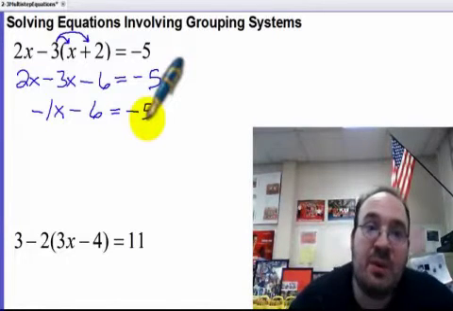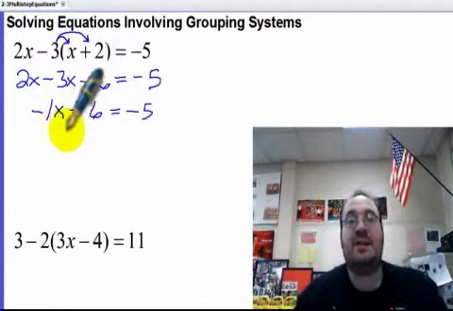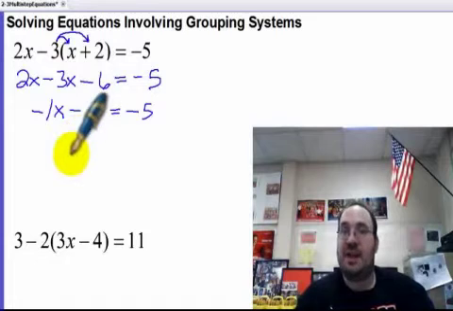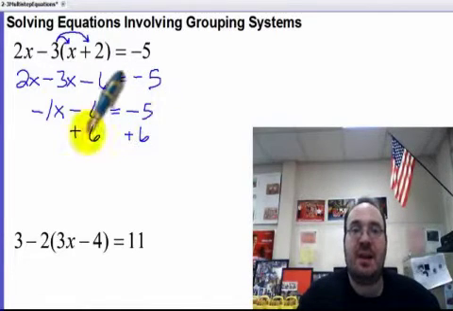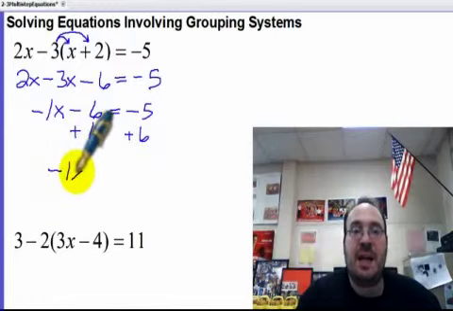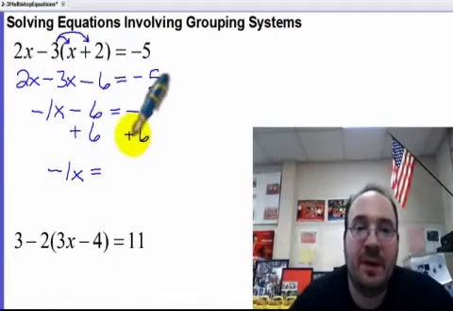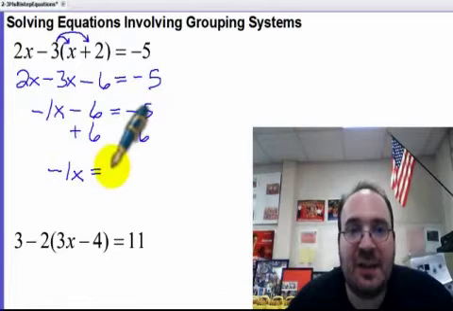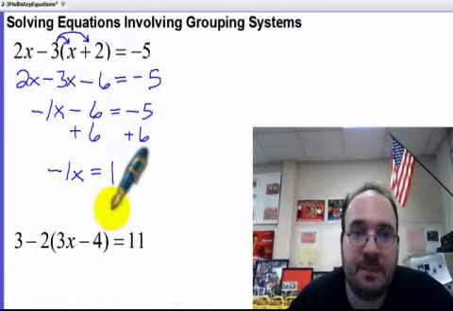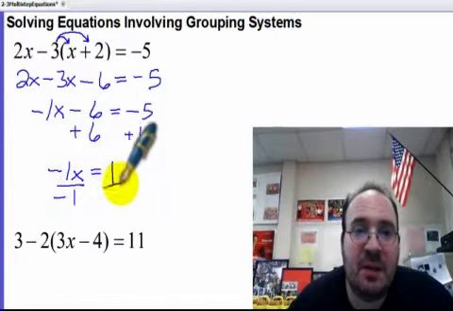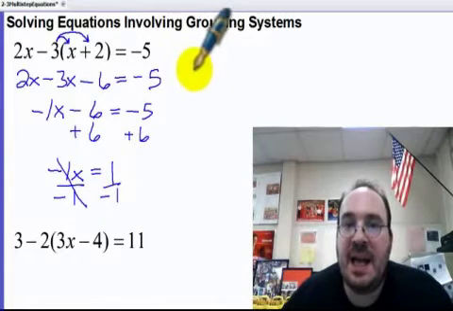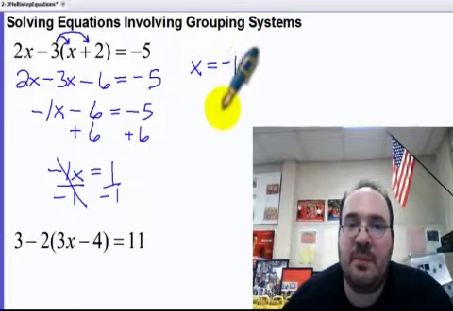Next, I've got subtract 6. What's the opposite of subtract 6? You need to add 6 to get that 6 out of there, and you have a negative 1x by itself. Negative 5 plus 6, you get 1. Then divide both sides by negative 1, and I get x equals negative 1.